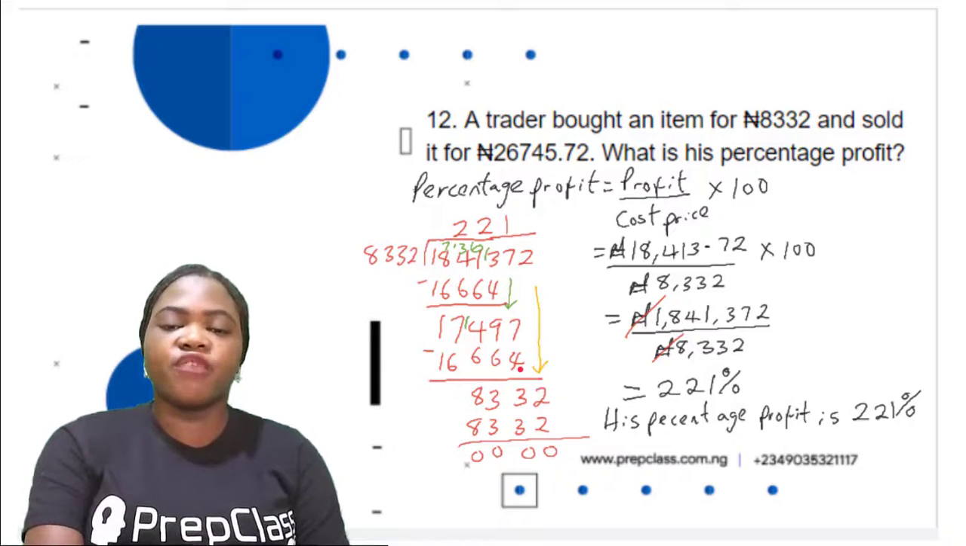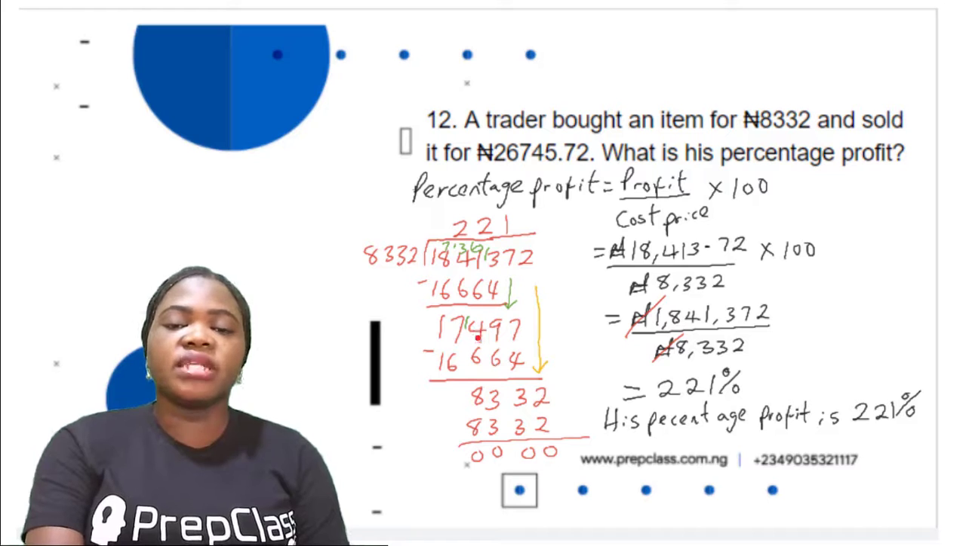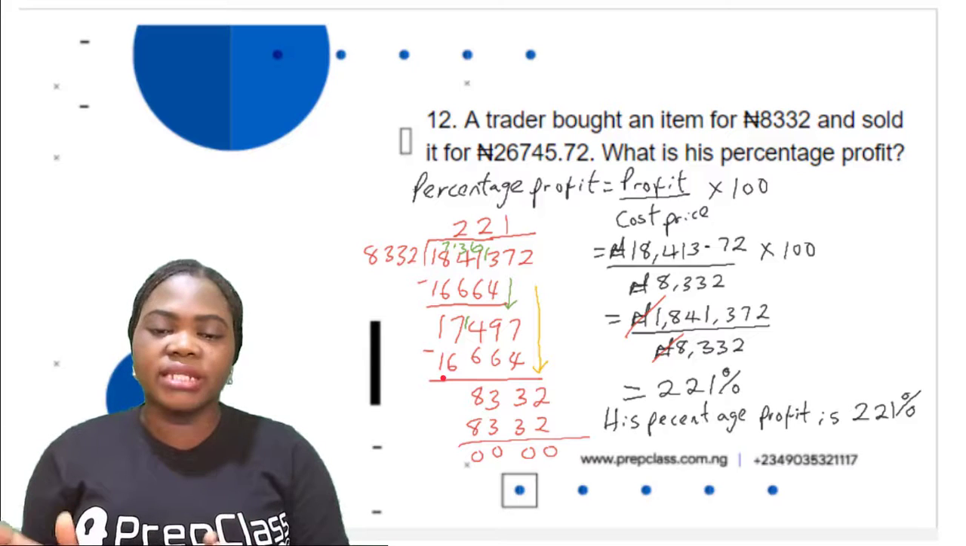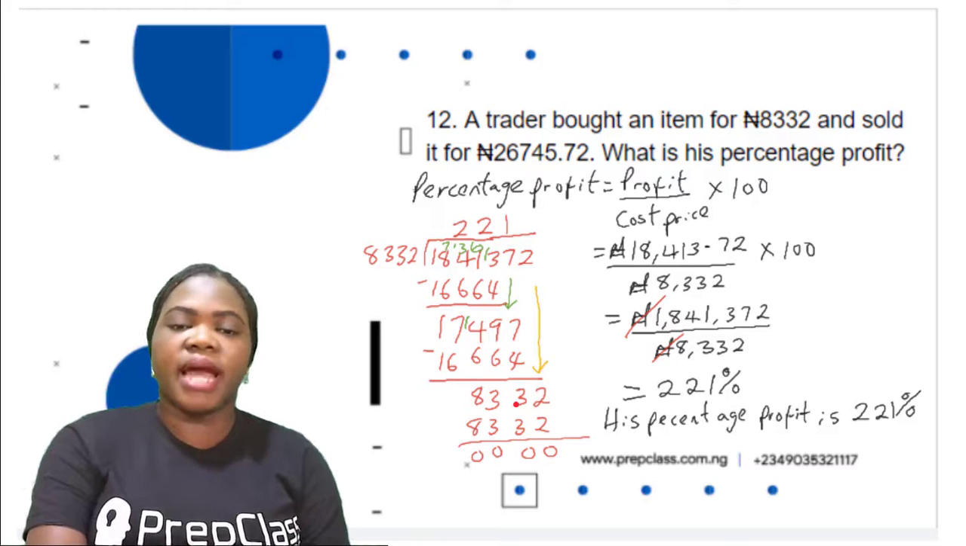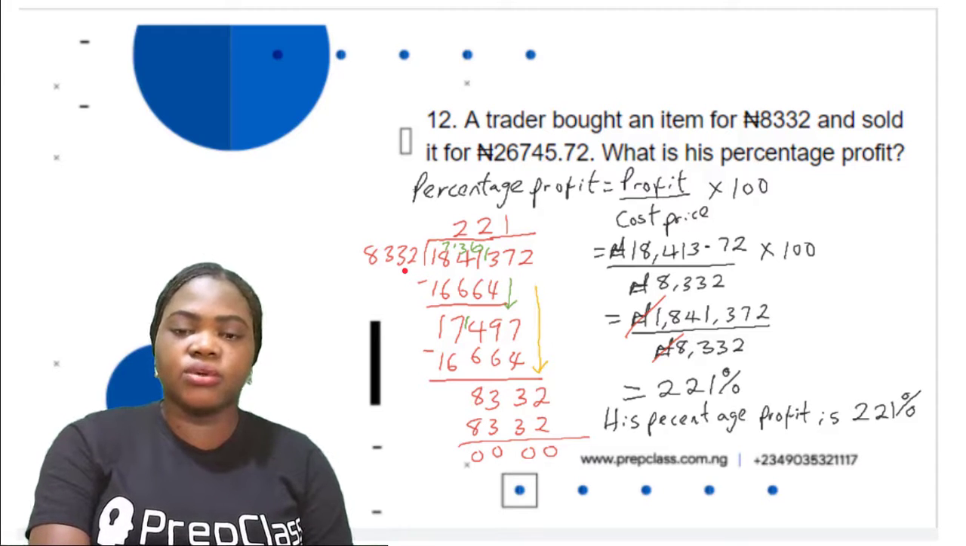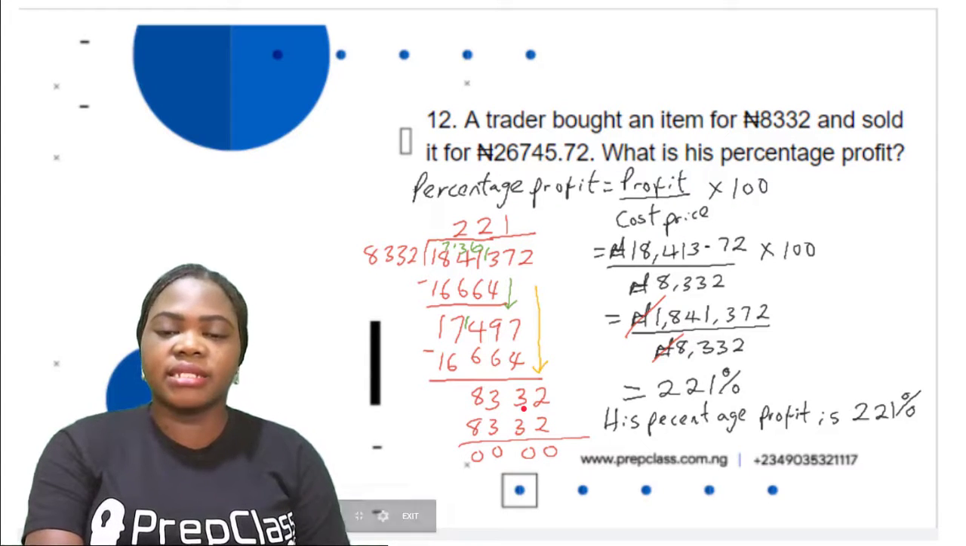17,497. 7 minus 4 is 3. 9 minus 6 is 3. 4 minus 6 is not possible, so we get 1 from 7, and it remains 6 now. This becomes 14. 14 minus 6 is 8. 6 minus 6 is 0. 1 minus 1 is 0, so we don't write it. So now we have 833, which is not divisible by 8,332. So we have to bring down the last digit here. So this number is now 8,332.